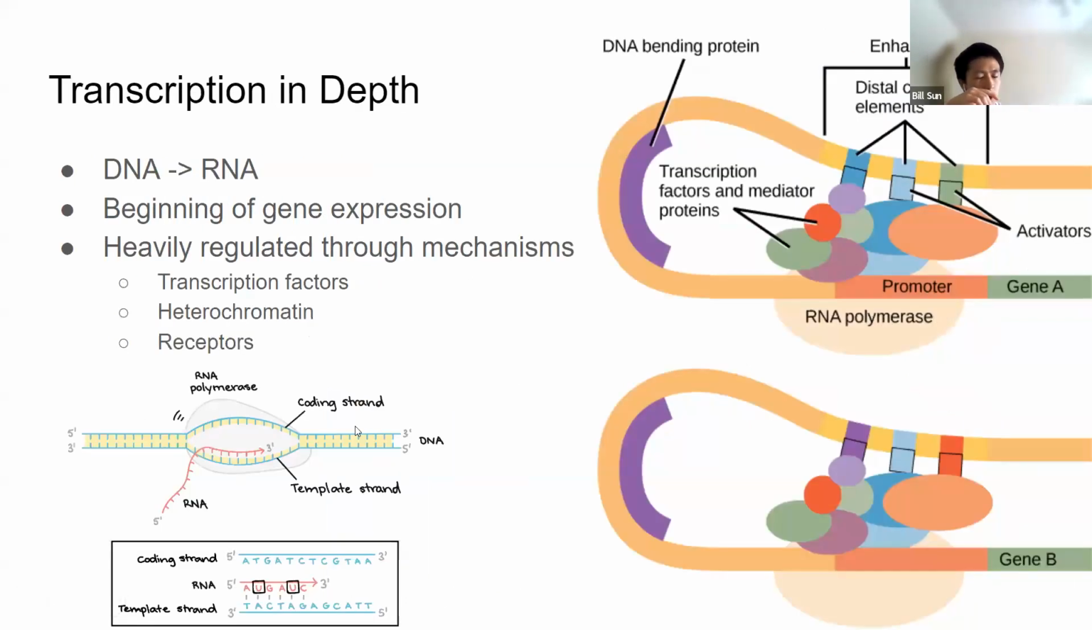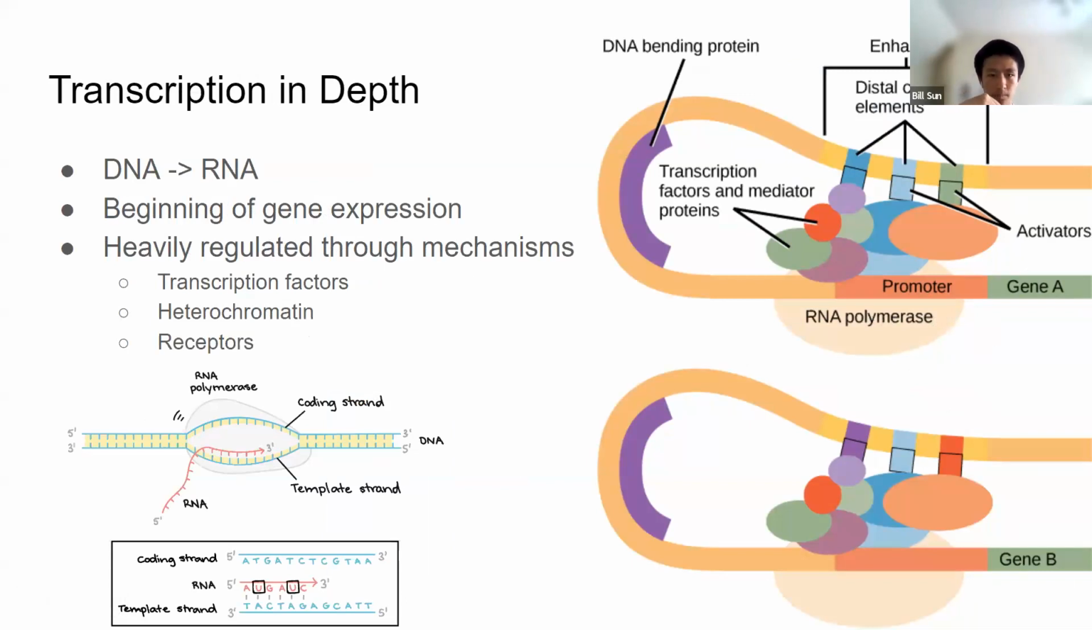Heterochromatin is a special kind of DNA compaction where the DNA is compact. It's so compacted to a degree that the RNA polymerase, which is the protein that creates the RNA transcription, is unable to access the DNA. So heterochromatin is another mechanism by which cells regulate what is transcribed.